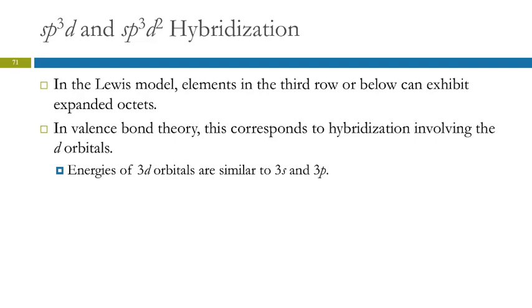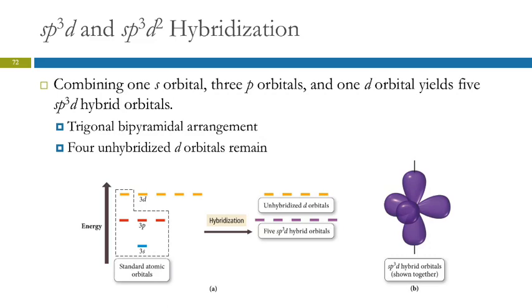So we learned in the Lewis model that elements in the third row or below can exhibit expanded octets. Below meaning physically below on the periodic table. Third row, fourth row, fifth row, etc. In valence bond theory, this corresponds to hybridization including the d orbitals. The energies of the 3d orbitals are similar to the 3s and the 3p. And so we can combine these together. So now in the hotel, we're taking those rooms and we're knocking out two walls and we're going to combine things.